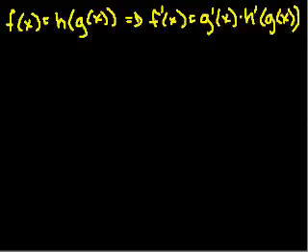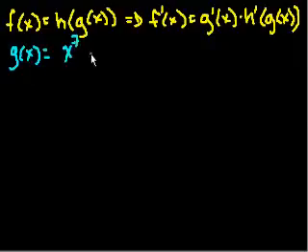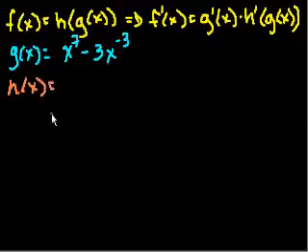So I'll do another example. Let's say that g of x is equal to x to the 7th minus 3x to the minus 3. And let's say that h of x is equal to, let's do something reasonably straightforward, x to the minus 10.